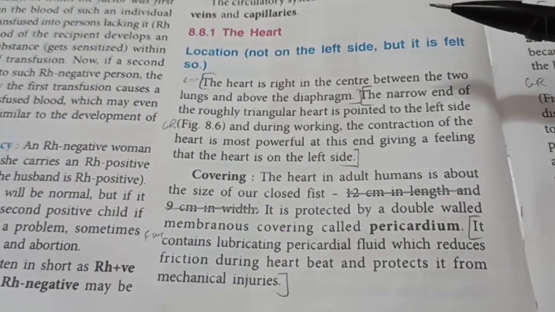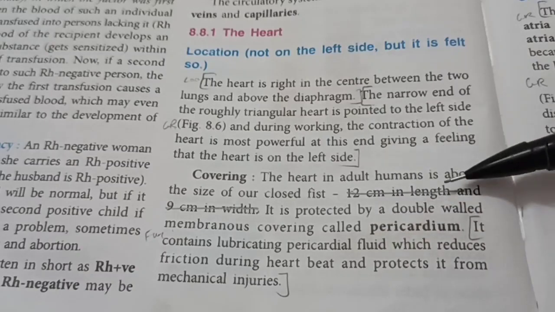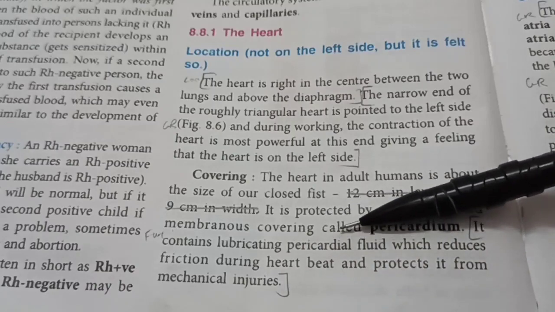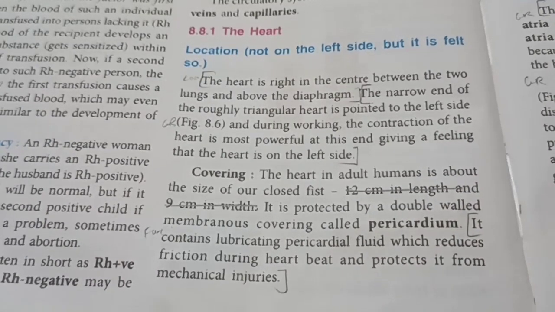It is covered by a double-walled membranous covering called pericardium. It contains the pericardial fluid, which reduces friction when the heart beats and also protects it from mechanical injuries.